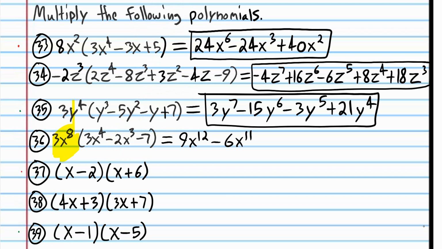And now we're going to multiply that monomial by negative 7. And we get negative 21 x to the 8. And we just have to rectangle that. And we're done. So if you got that answer, good job.